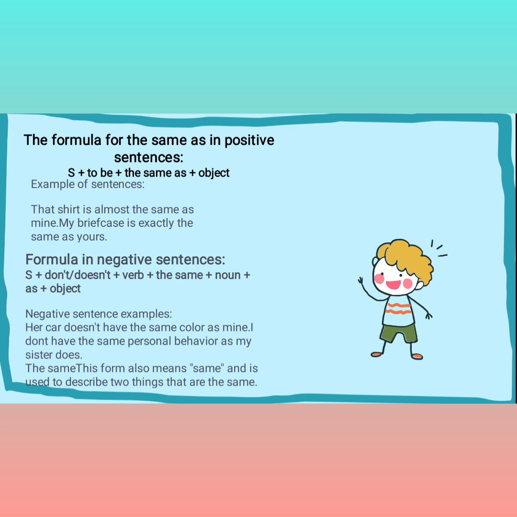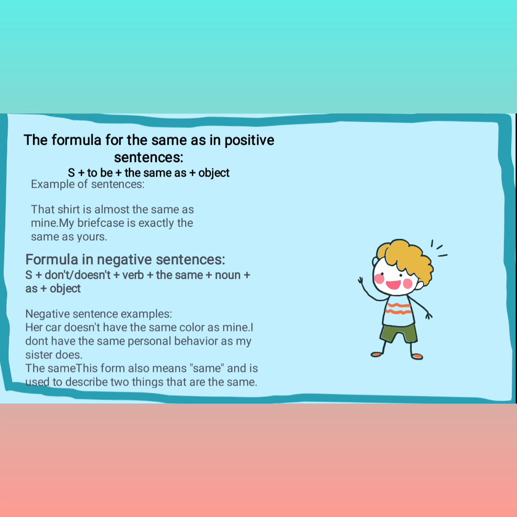Formula in negative sentences: subject plus don't or doesn't plus verb plus the same plus noun plus as plus object. Negative sentence examples: Her car doesn't have the same color as mine. I don't have the same personal behavior as my sister does.